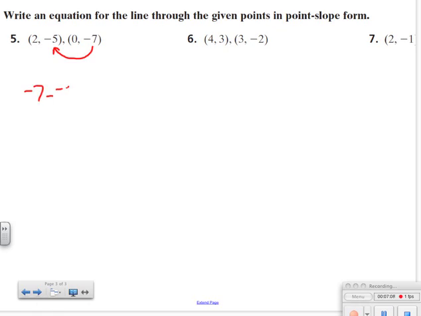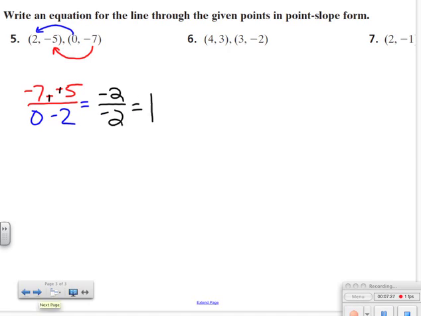-7 minus -5 all over 0 minus 2. And when I rewrite that, the negatives become positive, so I end up with a -2 all over -2, giving me a slope of +1. Again, I write the general form, leaving blanks in the areas where I'm going to fill it in. So I put my slope.